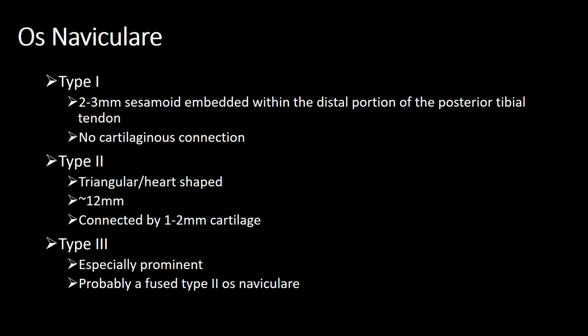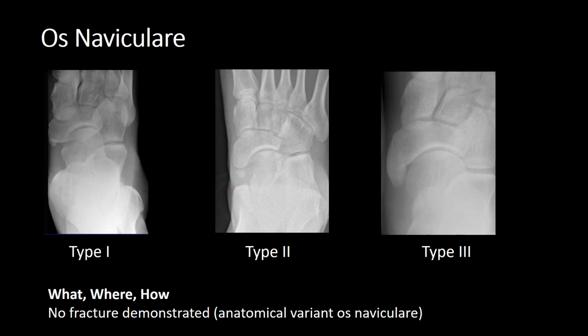Let's move on and have a look at the radiographs. Here we have 3 radiographs of the 3 different types of os naviculare. On the left is the smallest of the os naviculares, type 1. Type 2, we can now clearly see a space between the accessory ossicle and the navicular. This is the cartilaginous joint space that exists between the 2 bones.